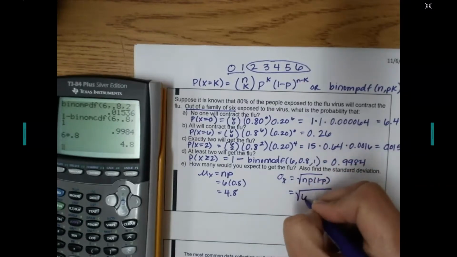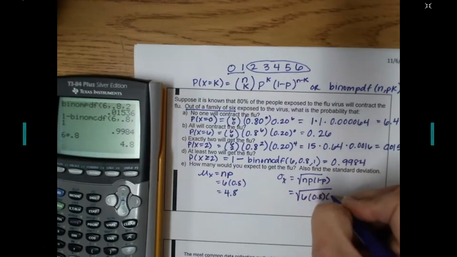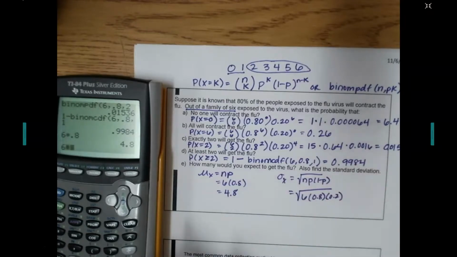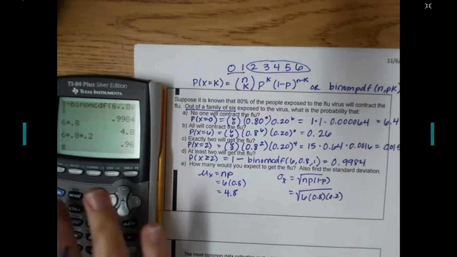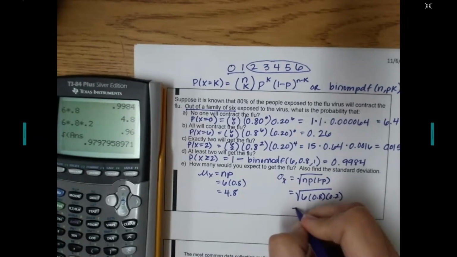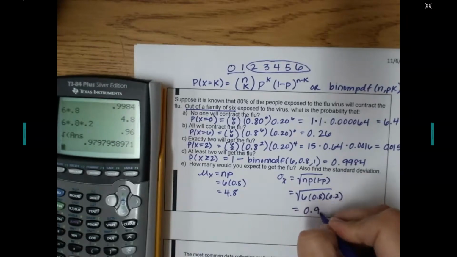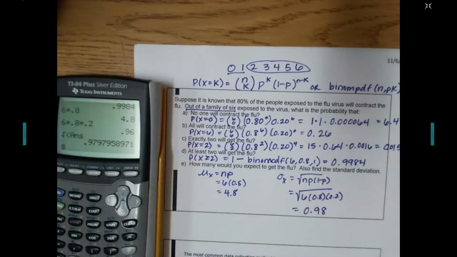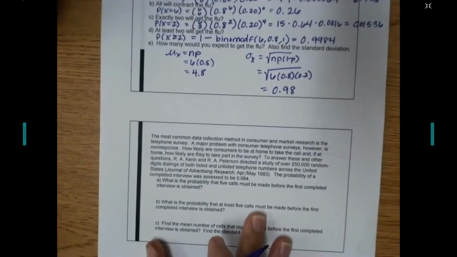So that's going to be 6 times 0.8 times 0.2. And then I've got to take the square root of that. And so that would be, say, about 0.98, my standard deviation. Okay? All right, let's look at this next one.